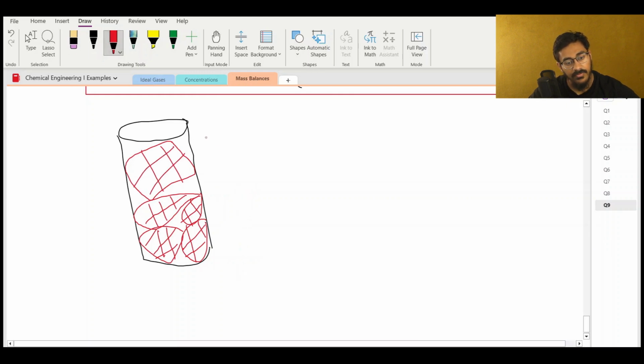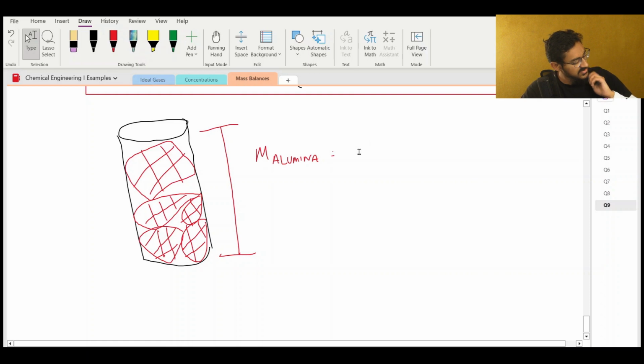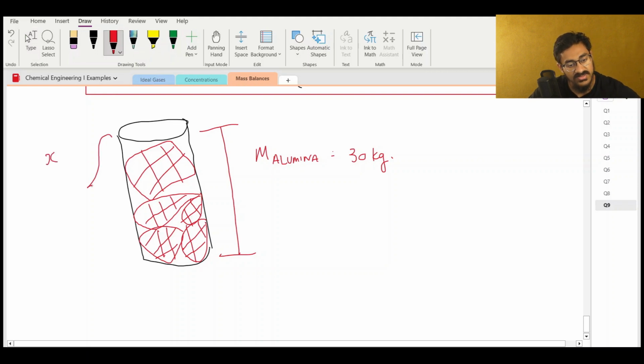So I know if I put this on a scale, right, the total mass of all of this alumina was equal to 30 kilograms. Yes. Okay. 30 kilograms. All right, that's good. Now, remember, this volume of this container is X, some unknown amount.